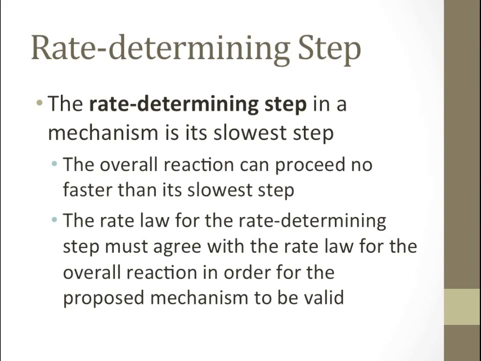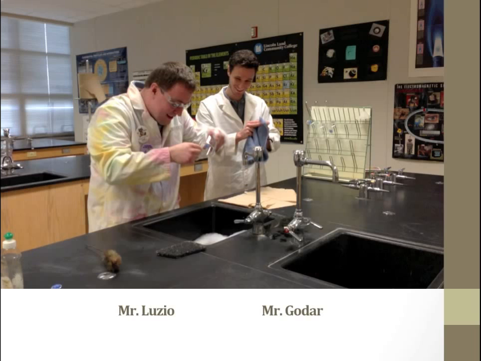In a mechanism, some steps are faster than others. The slowest step is called the rate-determining step or rate-limiting step, because the chemical reaction can proceed no faster than that step. As a result, the rate law for the rate-determining step must agree with the rate law for the overall reaction in order for the proposed mechanism to be valid. Here's an analogy to help you visualize this.